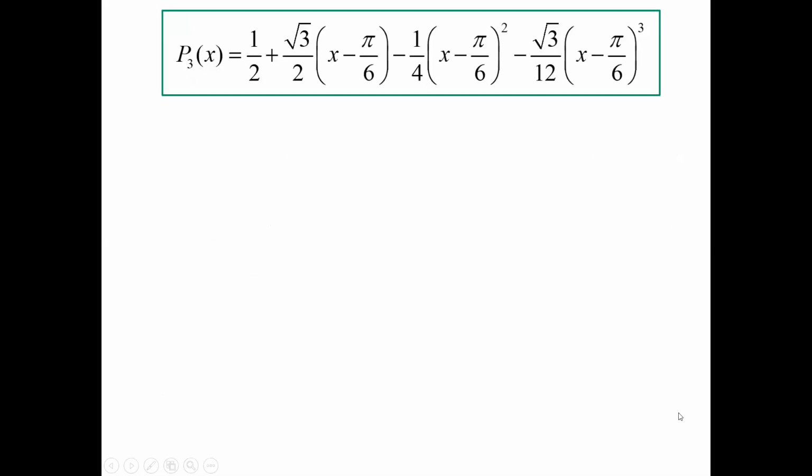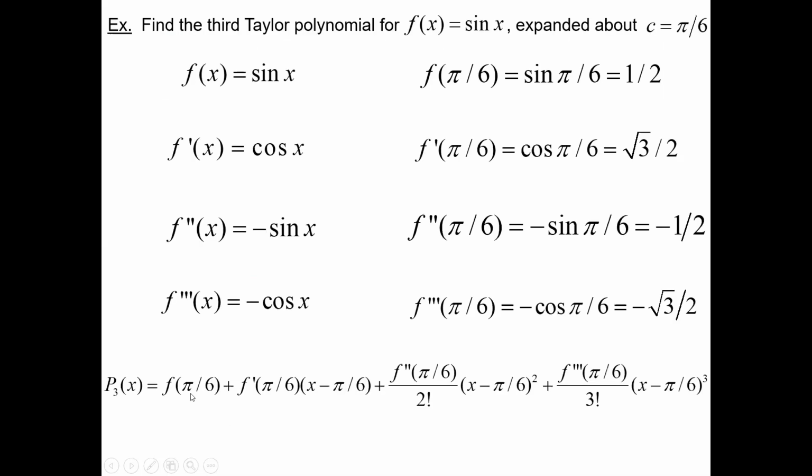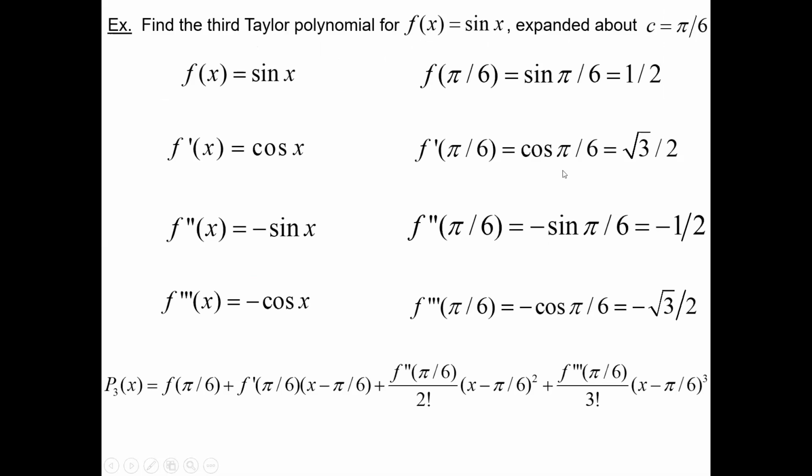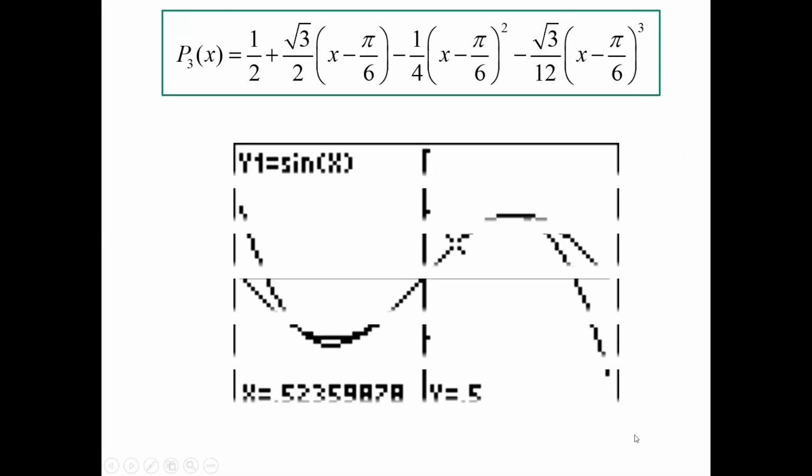So now I just need to fill in the values that I had. So f of pi over 6, f prime of pi over 6, and so forth gives me these numbers right here. So my polynomial is 1/2 plus root 3 over 2 times x minus pi over 6, and so forth. I did a little algebra to clean these up, but make sure you see that all I'm doing is substituting these values up here into the formula for the Taylor polynomial.